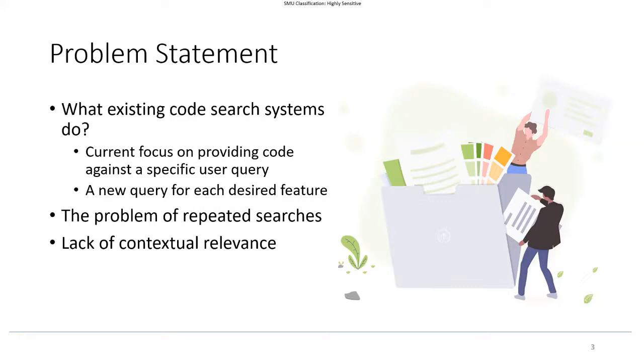The current code search systems focus on providing code against a specific user query, and repeated searches need to be performed until the code for the desired feature or set of features is found. So each new feature search requires a new query. The problem of repeated code searches needs to be addressed. Furthermore, there is a lack of contextual relevance for code recommendations.